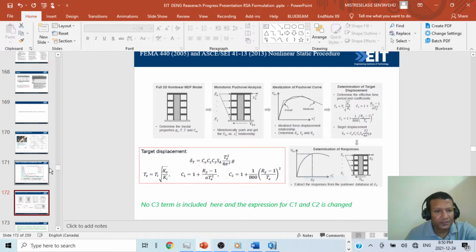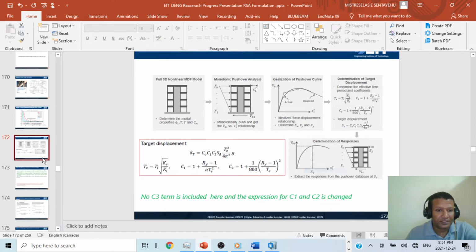So in the coefficient method they just removed C3, and the Te calculation, the C2 calculation, and the target displacement calculation, everything is changed. C1, the R-y factor, again the idealized force-displacement relation, determining these values, Ke, Vy, everything is in the new version. So no C3 term is included here, and the expressions for C1 and C2 are changed. You can go through and check what changes they came up with.